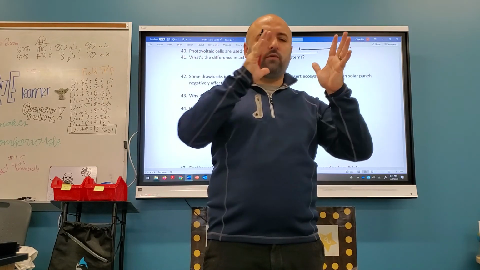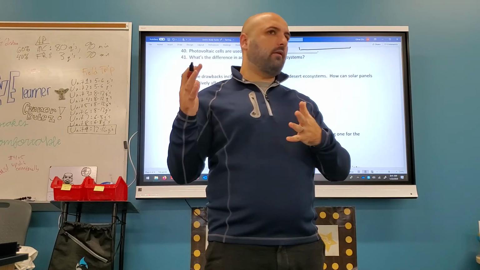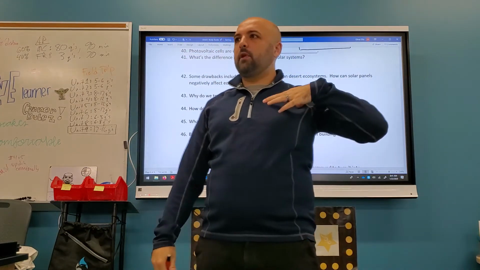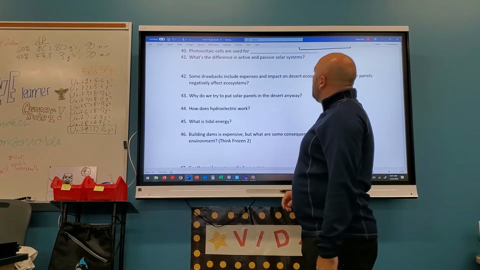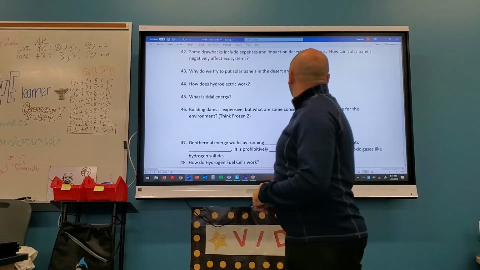Active means you're directing, you're moving something. You're either moving heated water from here to there, or you're moving light from here to there. They can reflect those mirrors to that one little spot and boil that water to make steam. Now, some drawbacks include expenses and impact on desert ecosystems.